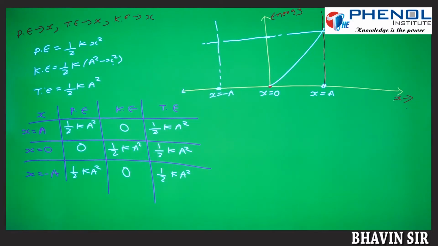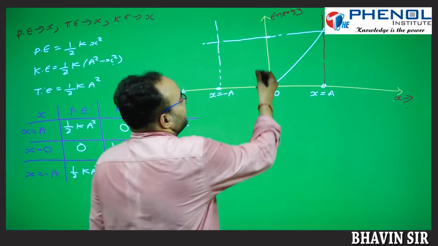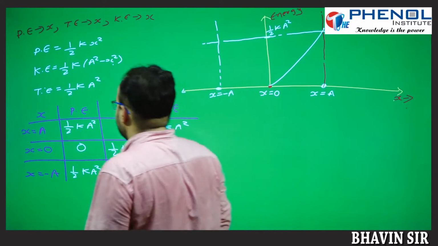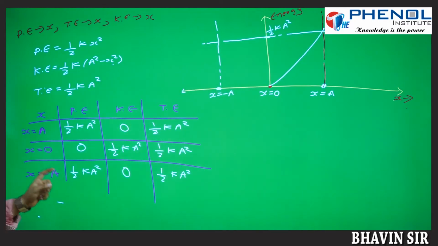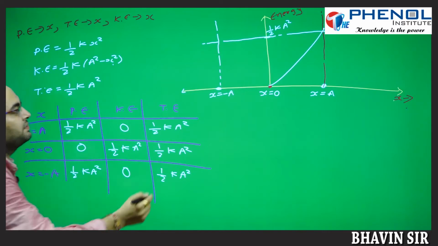So at x equals a, potential energy becomes maximum, that is half k a square. Again at x equals minus a, what is the potential energy? Half k a square.